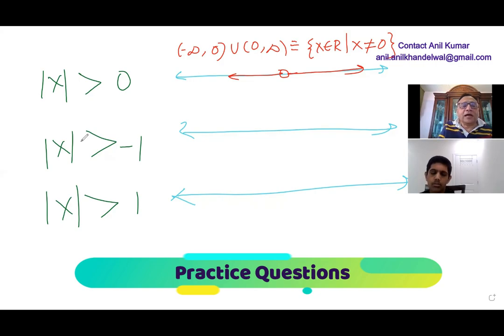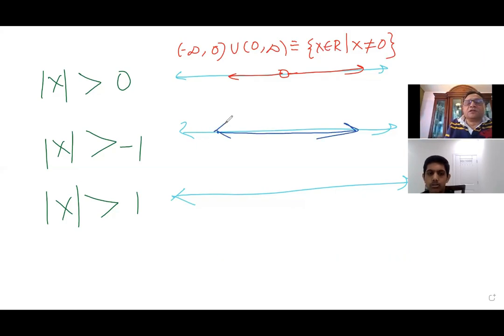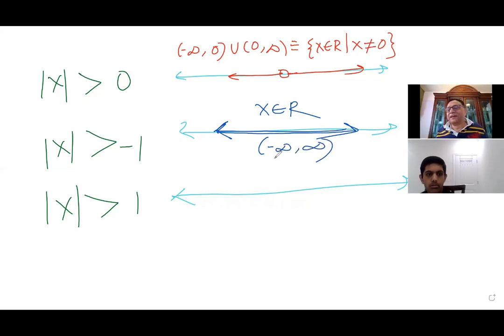Now, next one. Absolute value of x is greater than minus 1. How should that look? No solution? All solutions, because it is always greater than. So x belongs to real numbers is the solution, or you could say from minus infinity to infinity. You get the idea. It is always positive, and so it is greater than the negative number.